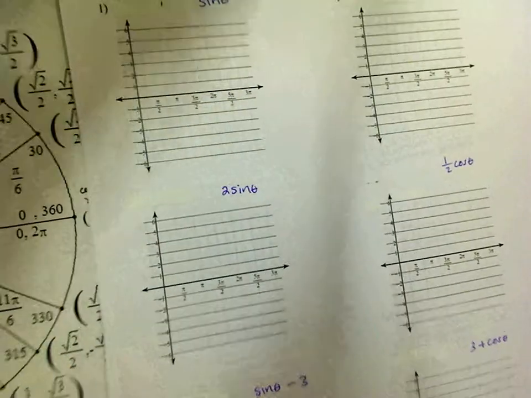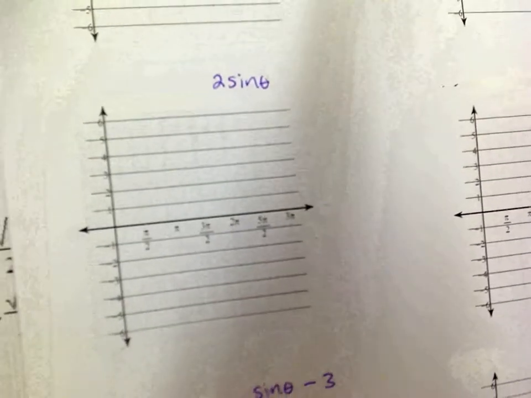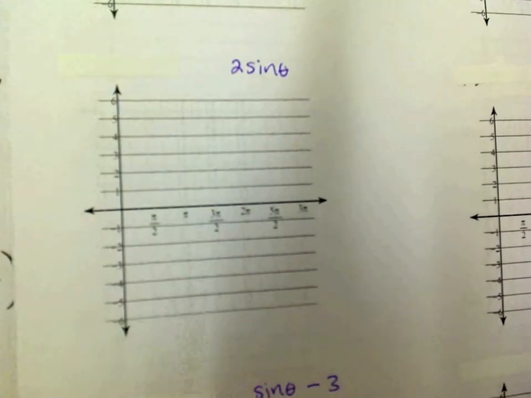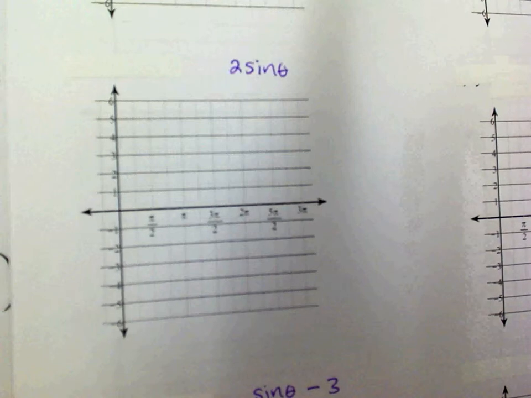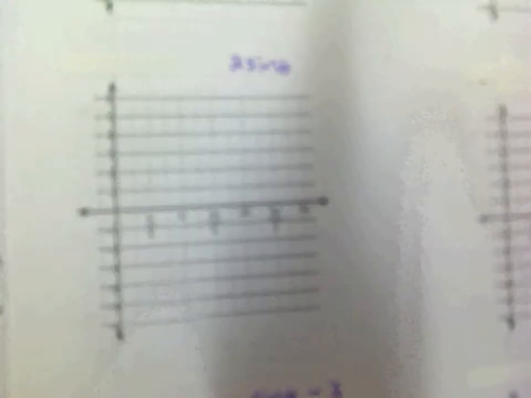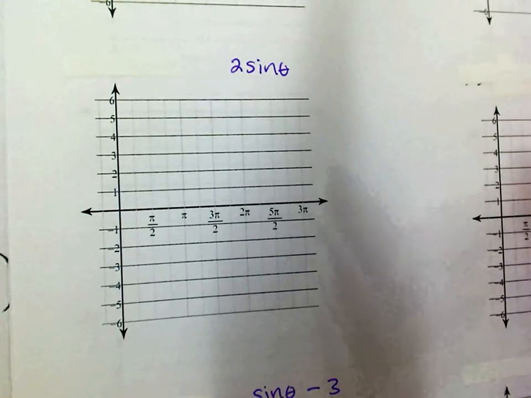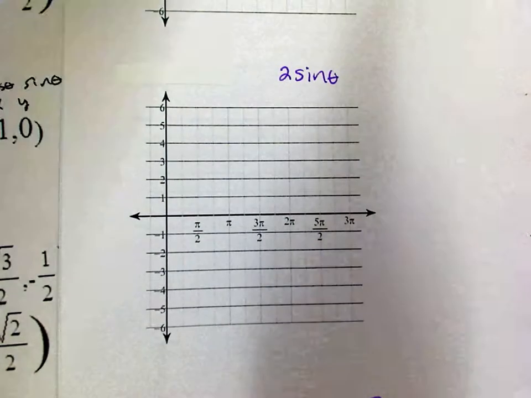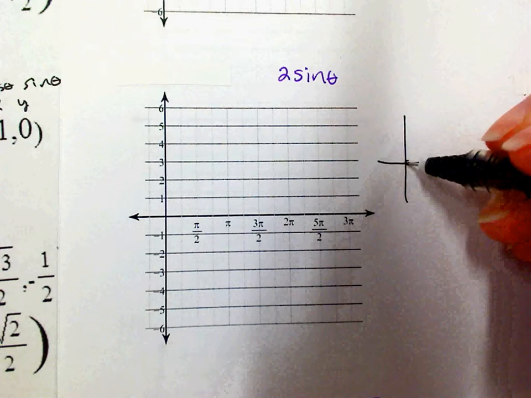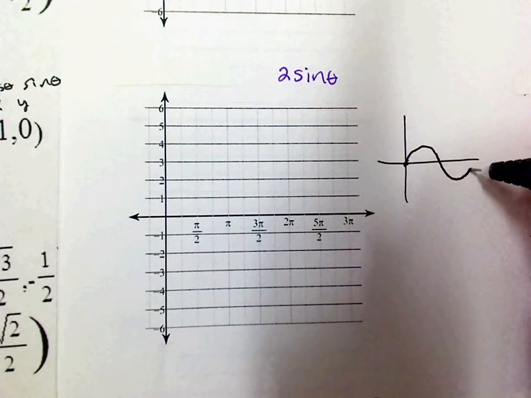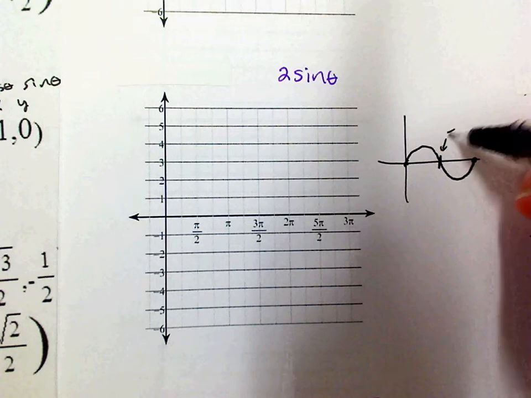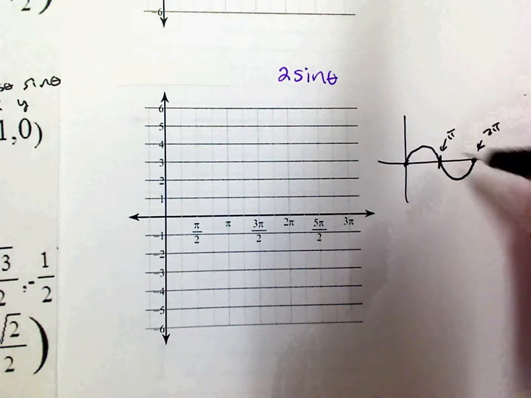Okay, so if I'm going to graph the function 2 sine, I'm going to use what I know about sine, and the fact is that sine starts at 0, goes up, comes back down, and then goes to the origin, with this being half of its period, pi, and this being 2 pi, making this half pi and this 3/2 pi.